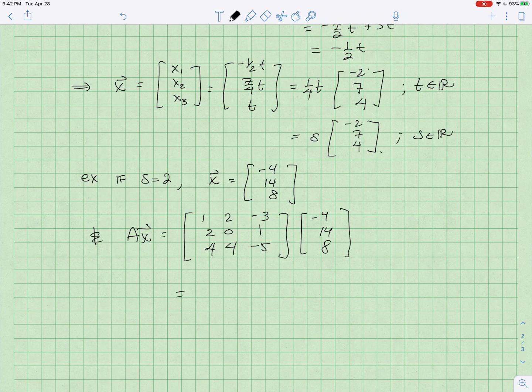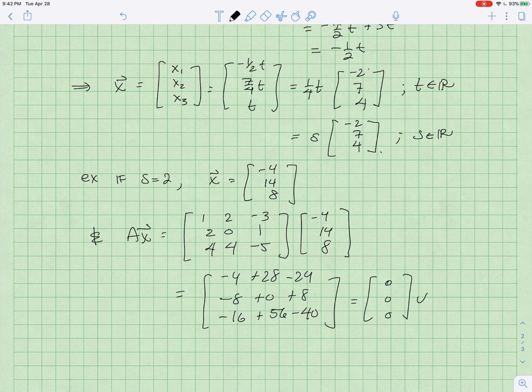Hopefully we can do this arithmetic in our heads. Here we go. This is -4 plus 28 minus 24. Fantastic. -8 plus 0 plus 8. Dynamite. -16 plus 56 minus 40 is 0, 0, 0. Nice check. Good stuff. Proud of you guys.